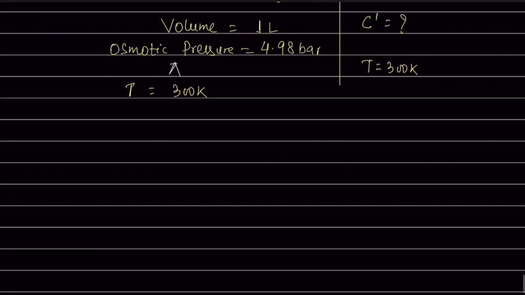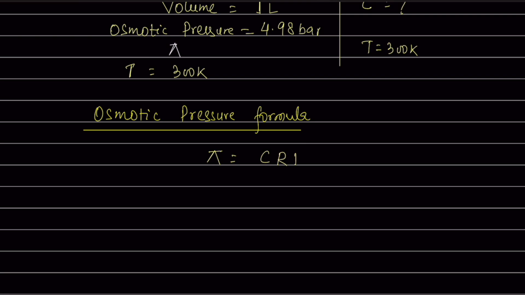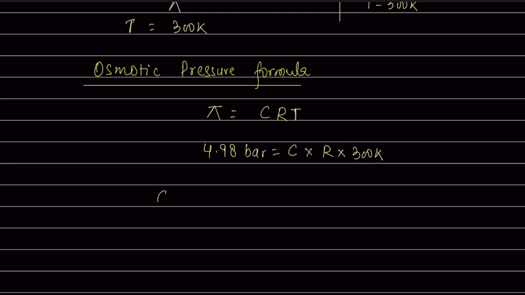To solve this problem, we can use the osmotic pressure formula. We can write it as pi is equal to CRT. If we use our first relation, here pi is equal to 4.98 bar, C we have to calculate, R is the gas constant, and temperature is 300 Kelvin. So first we find the value of C. C is the concentration.